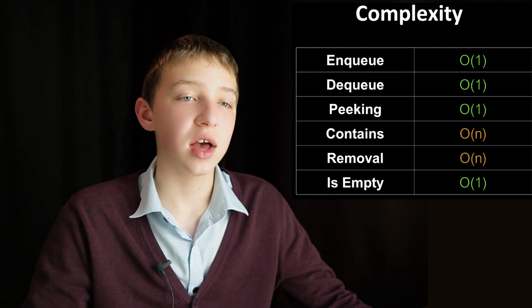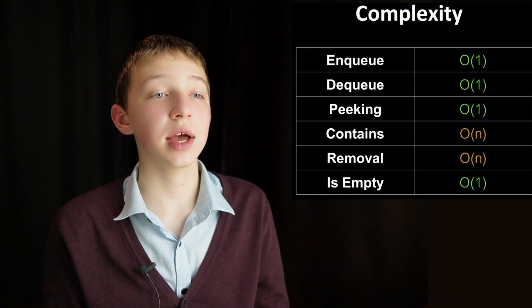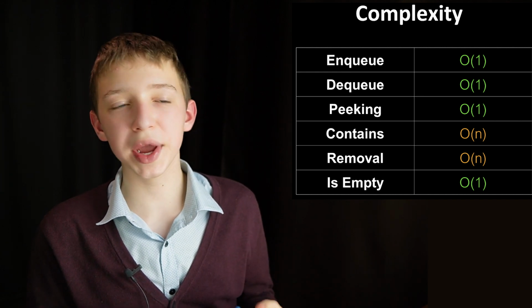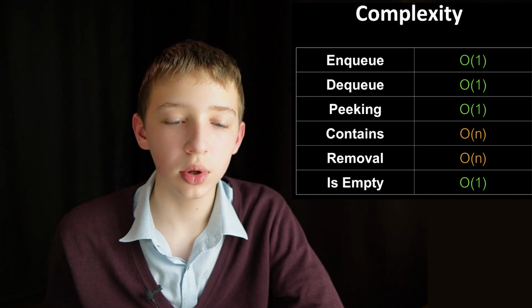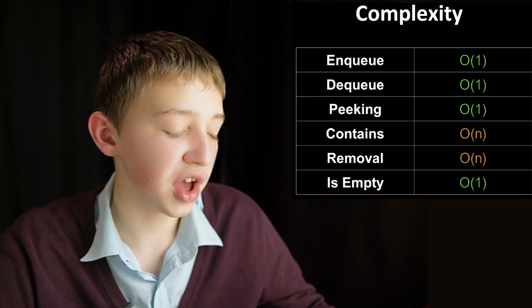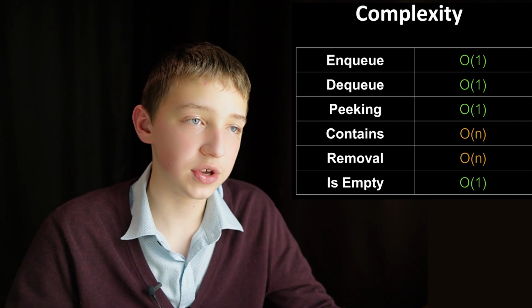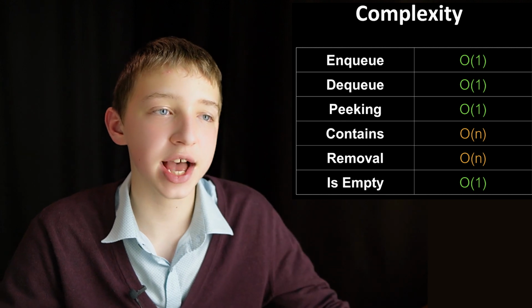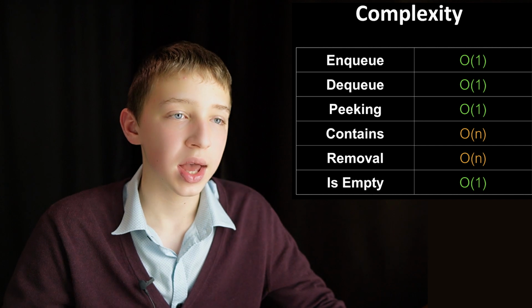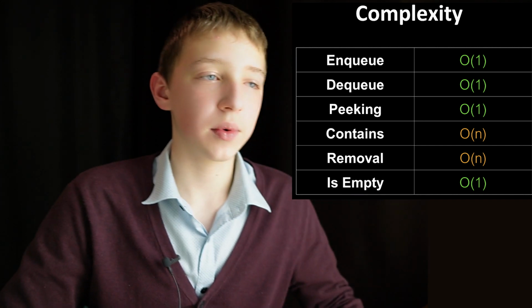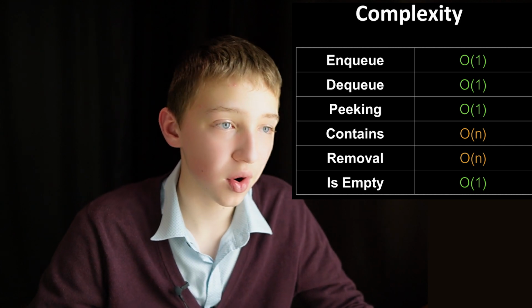However, checking if our queue contains some element takes linear time, because in the worst case we'll need to scan the whole queue. For example, in the worst case, the queue does not contain this element, or the element is at the very end of our queue. In this case, it'll take linear time, O of n.